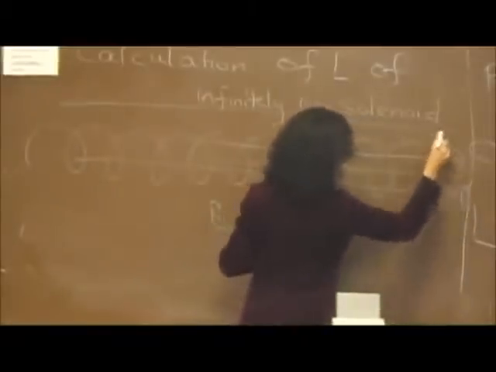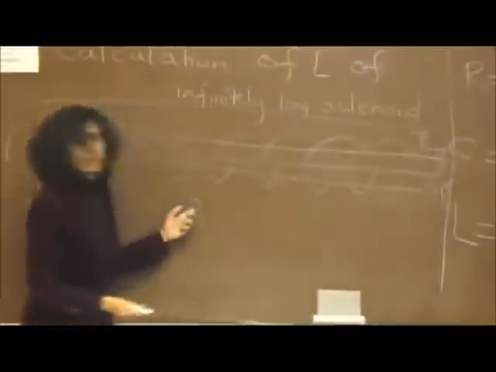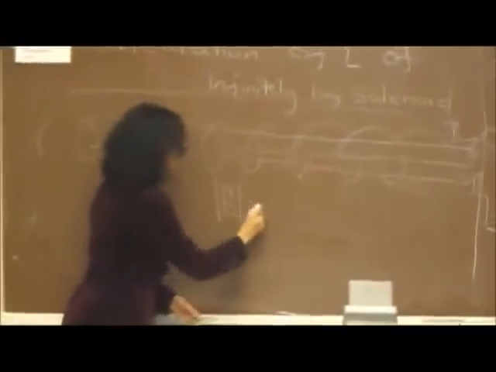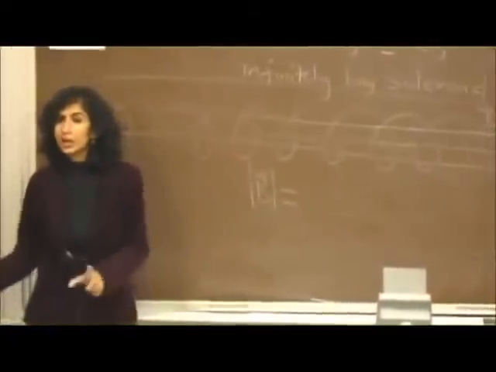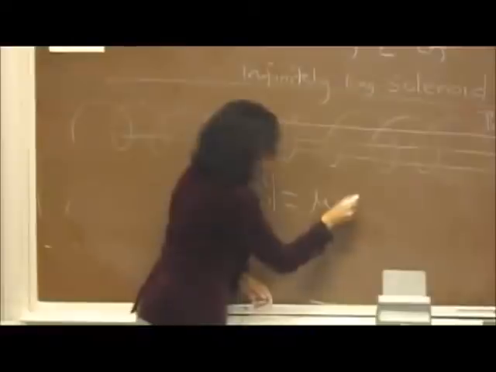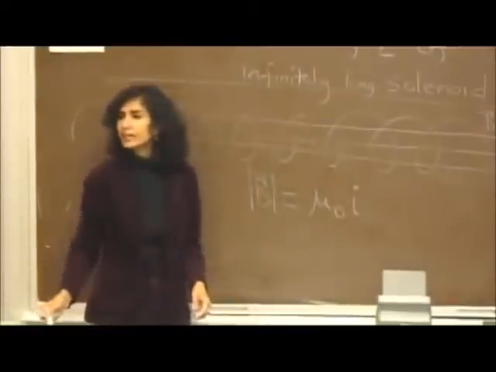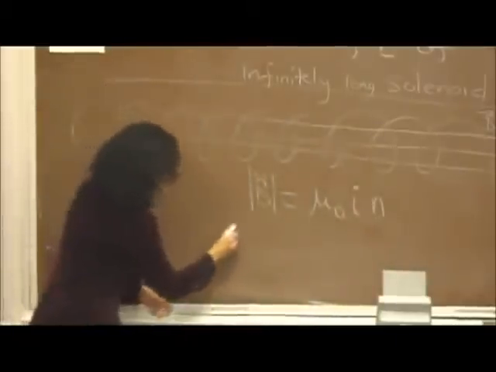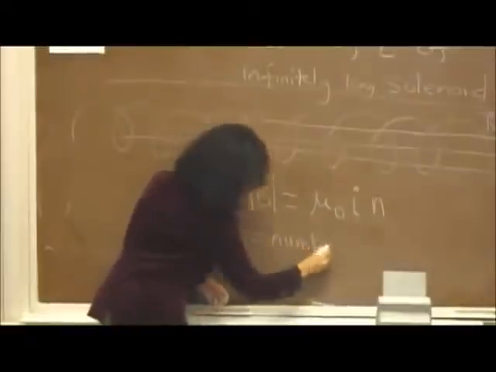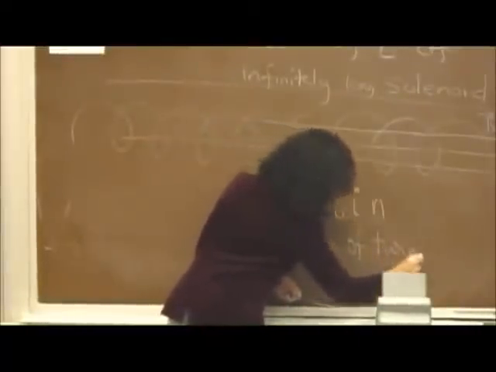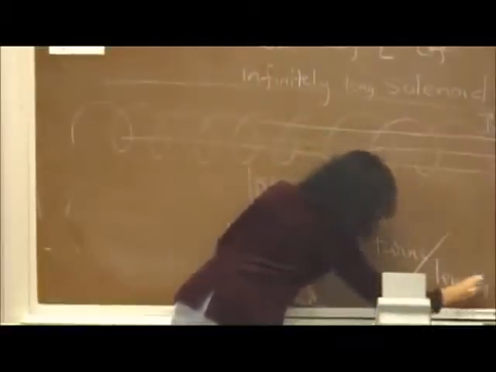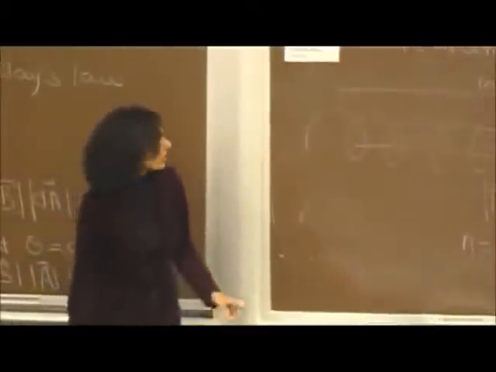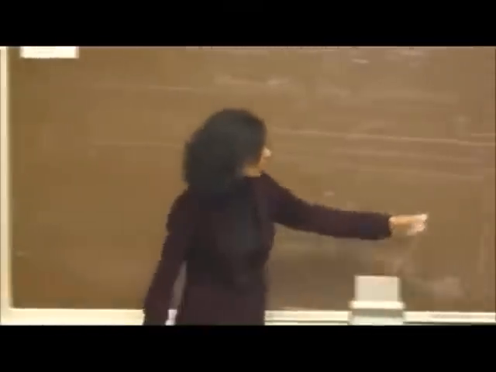And do you remember its magnitude? Who remembers the magnitude? Does it depend upon the radius of this thing? No. The only thing it depends upon is the current and the number of turns per unit length. That little n was the number of turns per unit length. Do you remember that? Okay, if that is the case, let's try to figure out what L of this solenoid is.